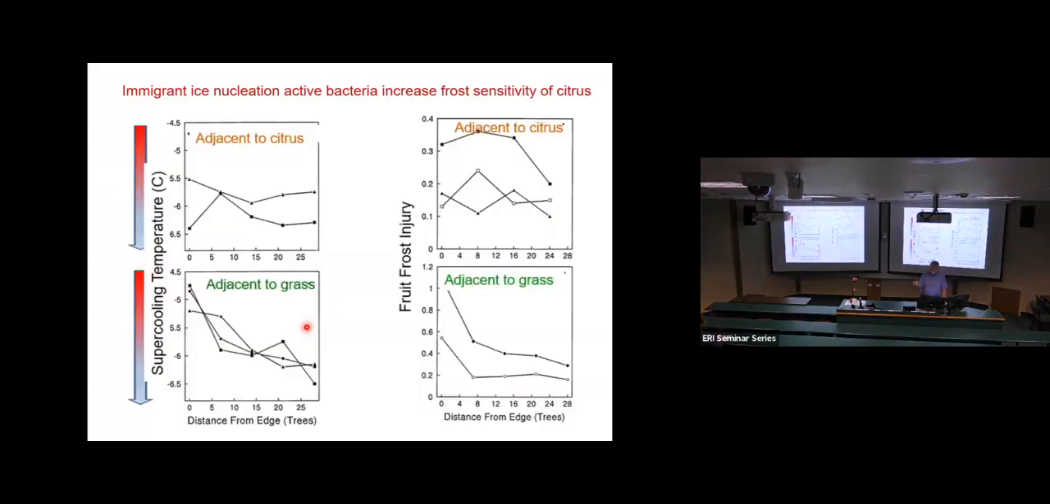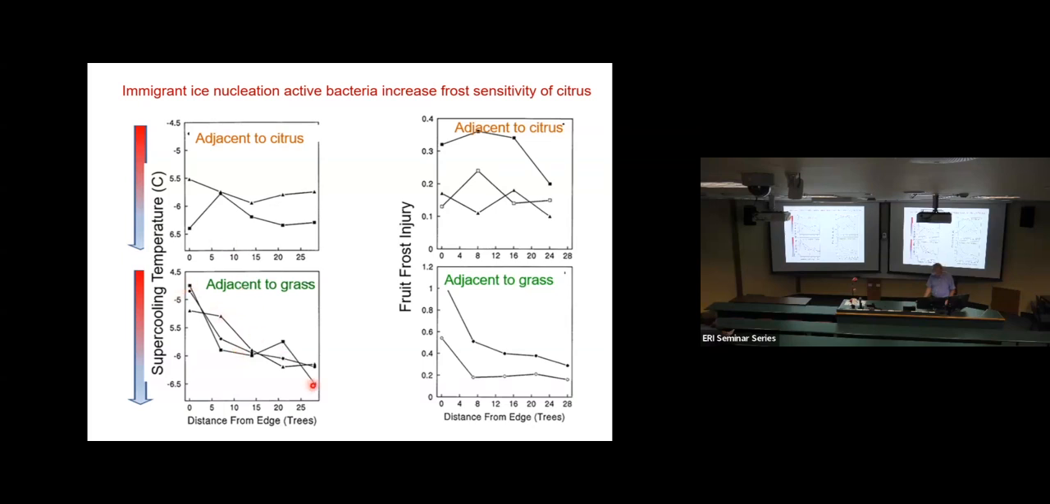And fortunate for us and unfortunate for the growers who were collaborating with us, we had freezing events that happened in these groves. We had already measured the supercooling temperature. We could put these leaves in tubes of water and cool them to see when they would start to freeze. That's what we call the supercooling temperature. And you could see that those leaves that were collected from trees that were adjacent to citrus had a much higher ability to supercool compared to those on the bottom one where they were just adjacent to grass.